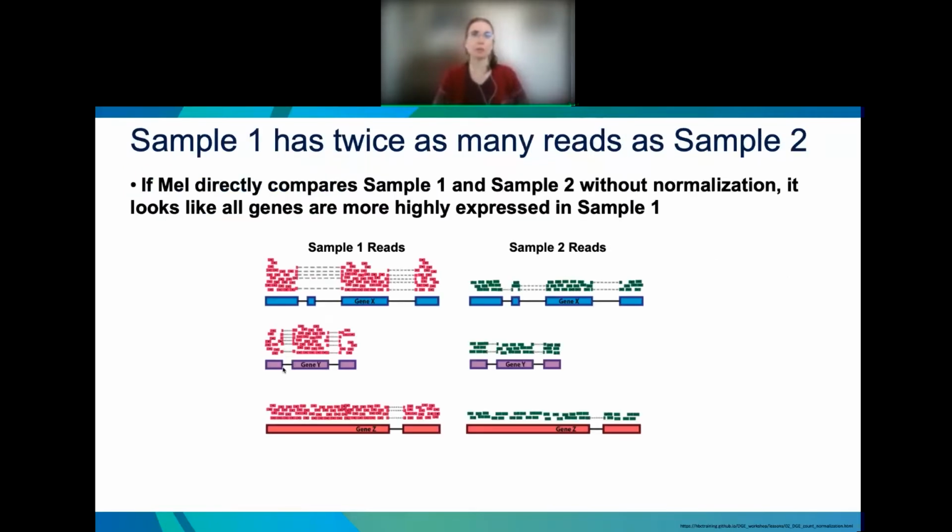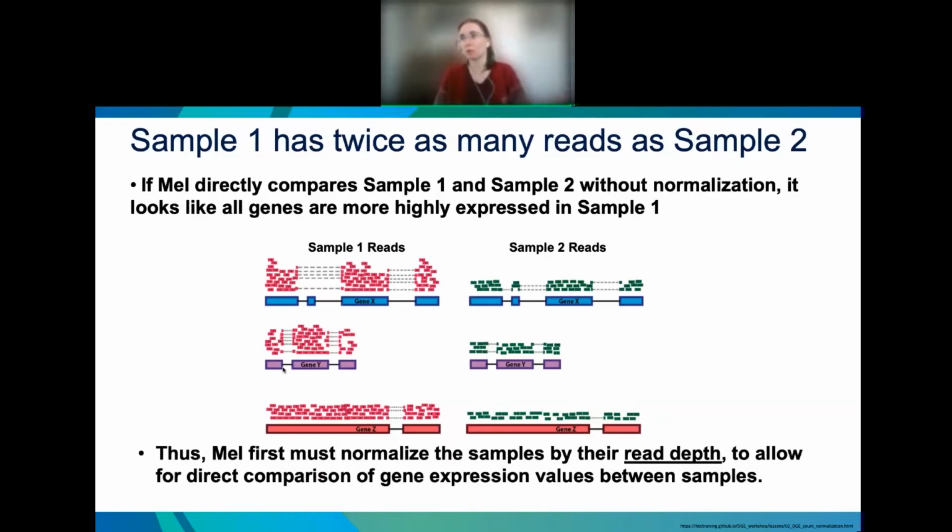And so we have an example here where sample 1 just happens to have twice as many reads as sample 2. And we already saw in our spaceflight ground control data set, some of our samples have very different sequencing depth than others. So we have this situation in our data. If we were to compare sample 1 versus sample 2 without normalizing, it would look to us like all the genes are more highly expressed in sample 1, but that's a technical artifact, not a biological signal. So we first have to normalize based on read depth to allow direct comparison of gene expression between samples.